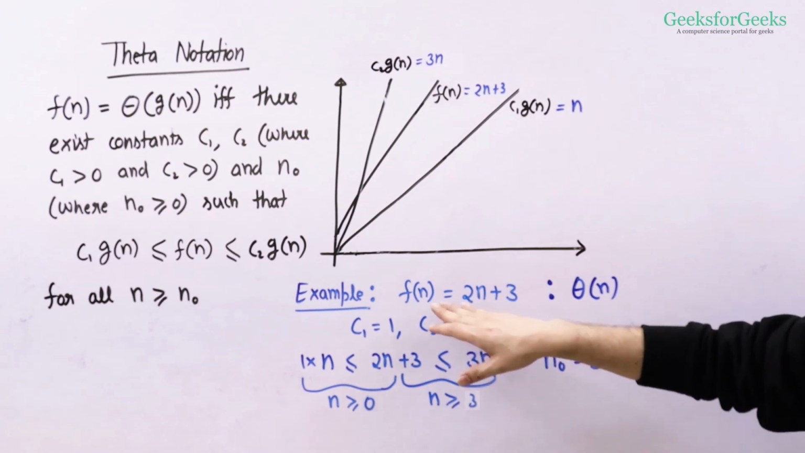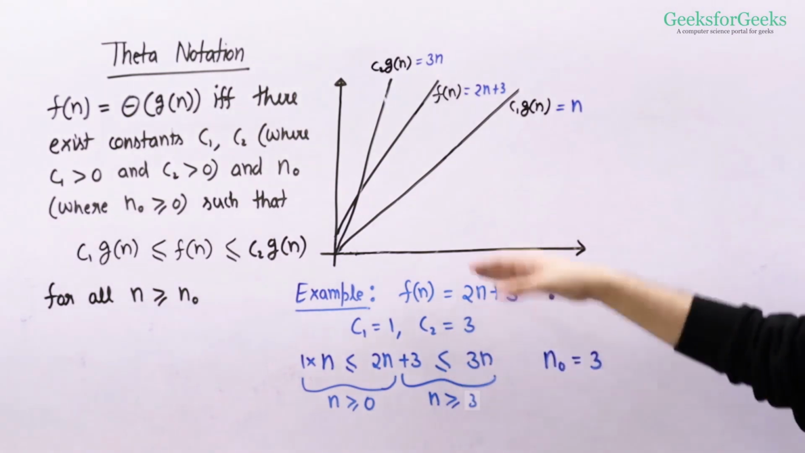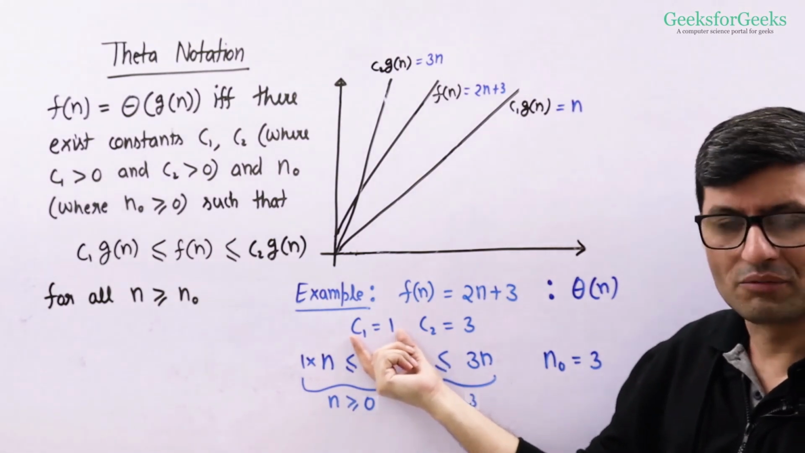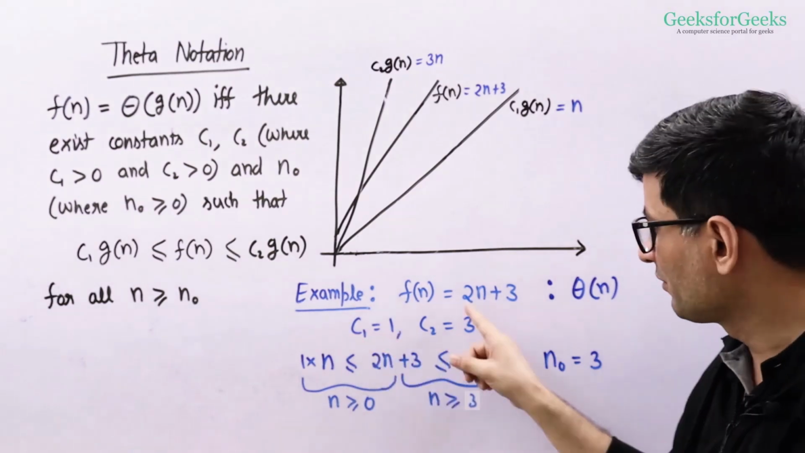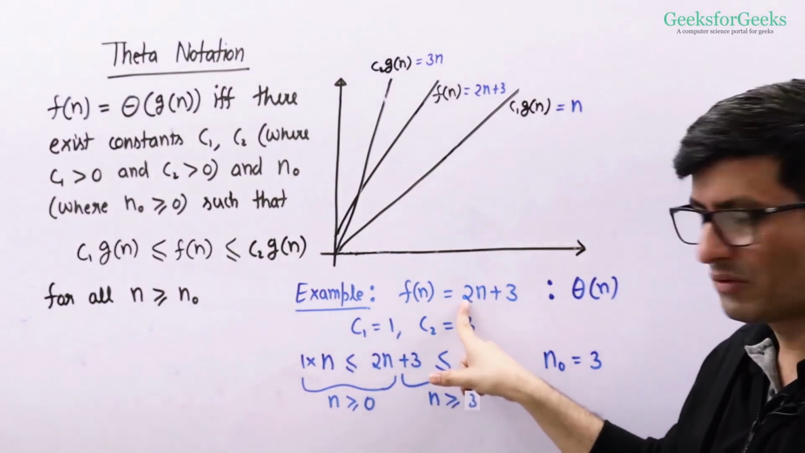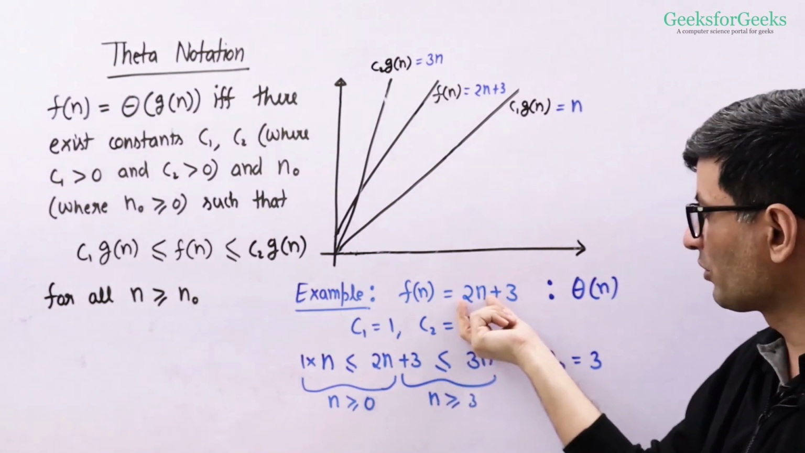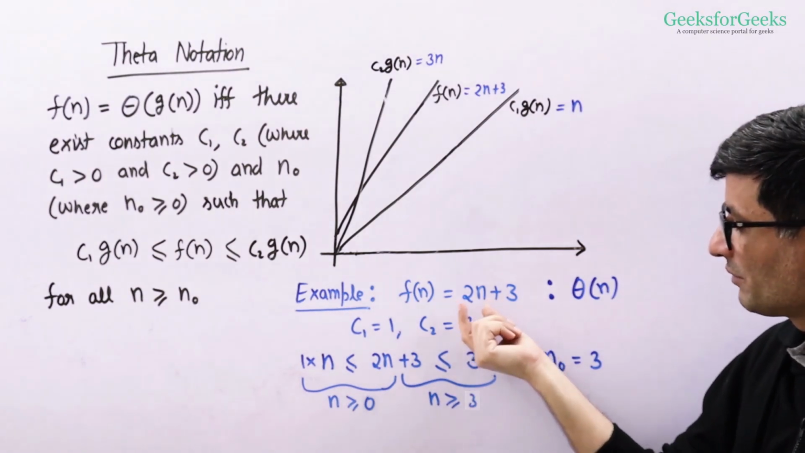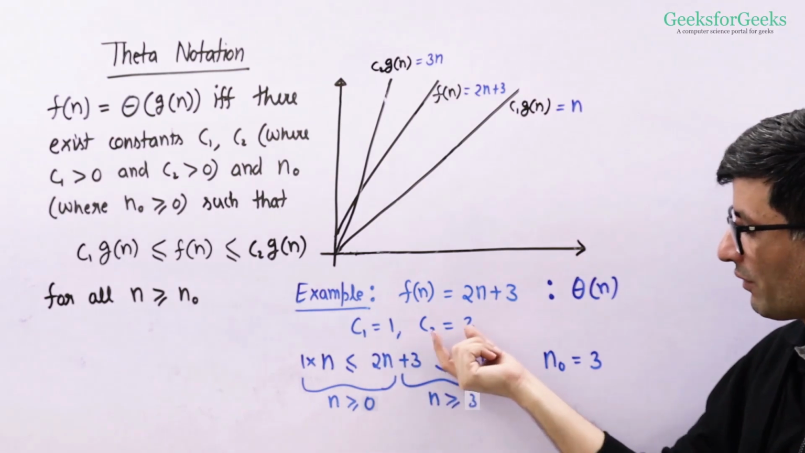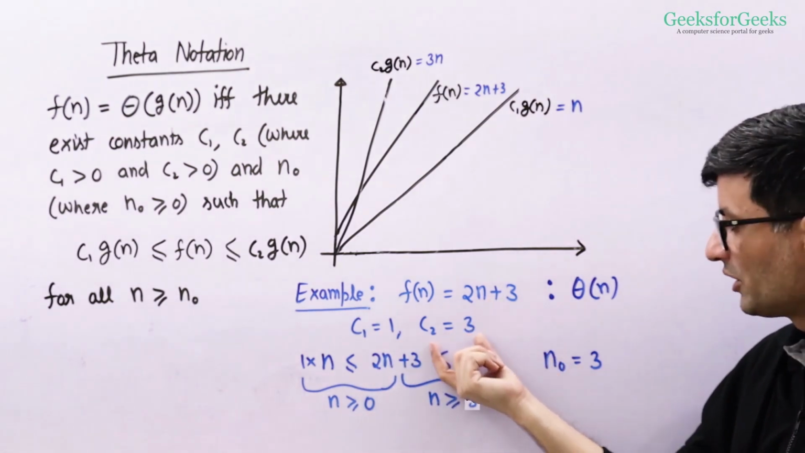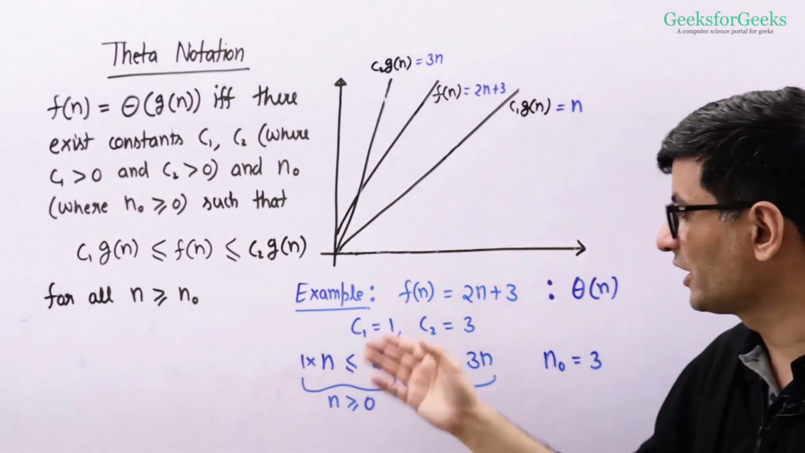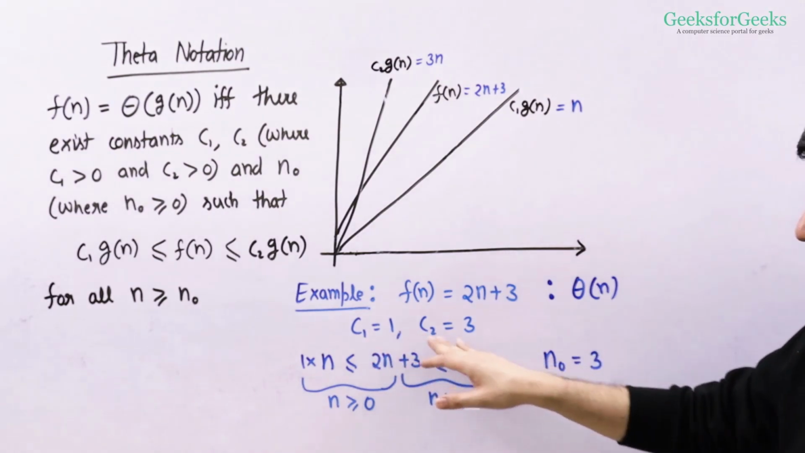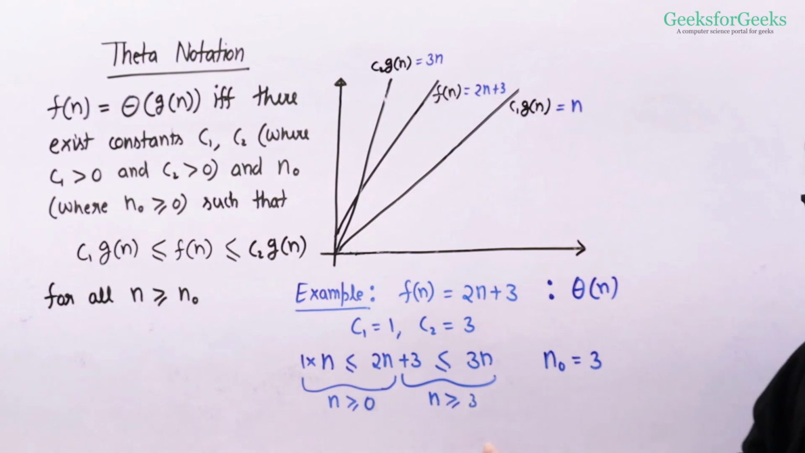Let's see an example. f(n) is 2n plus 3. I've taken the same example here, and the same reason we discussed in omega notation. We just take the smaller value constant of the highest growing term, and this 2n is the highest growing term. We have 2, so we take 1. And for C2 we take 3, right? C2 belongs to the theta notation constant and C1 belongs to the omega notation constant, right? So we take 1 and 3, and now we try to figure out n naught.